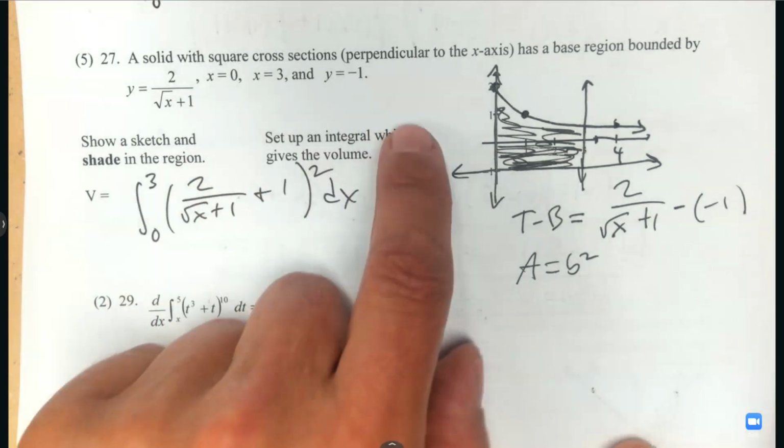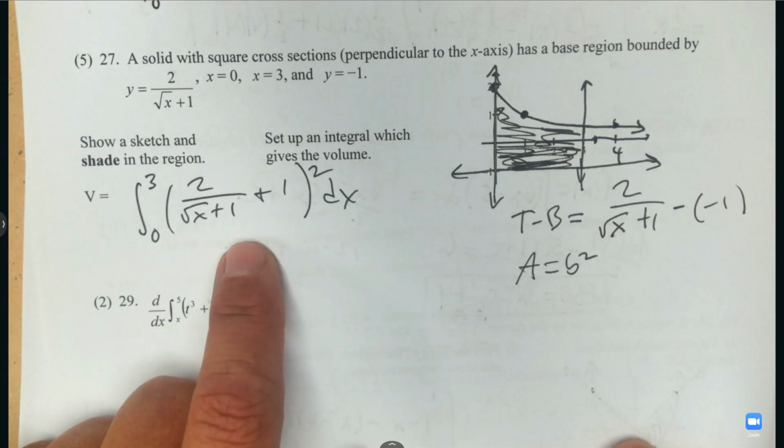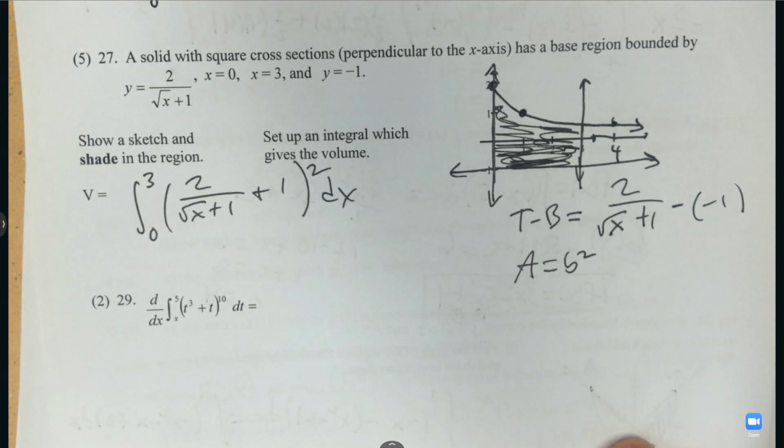So it says just set up an integral. So I'm a good reader here. And there's the setup with square cross sections perpendicular to the x so that they're vertical. All right, last one here.